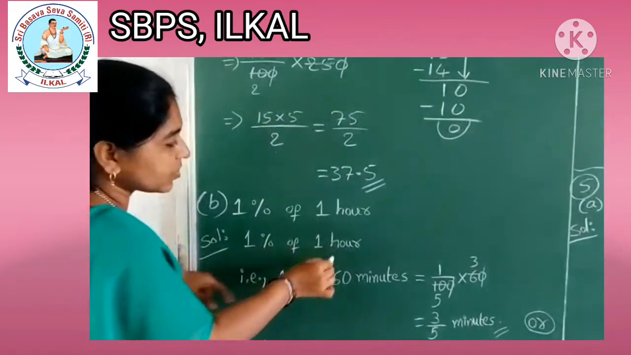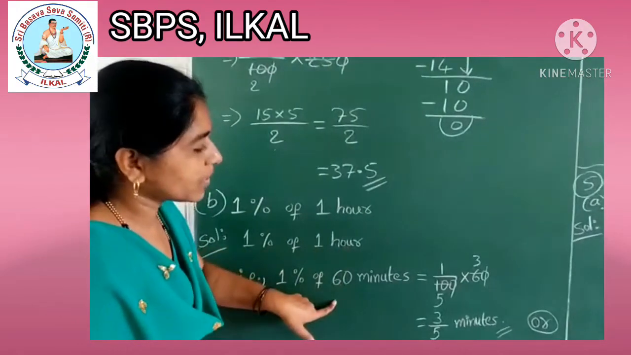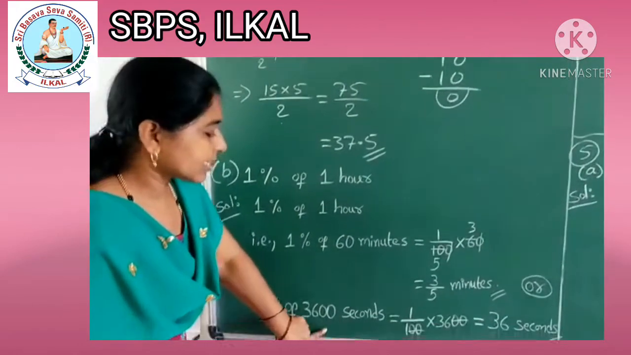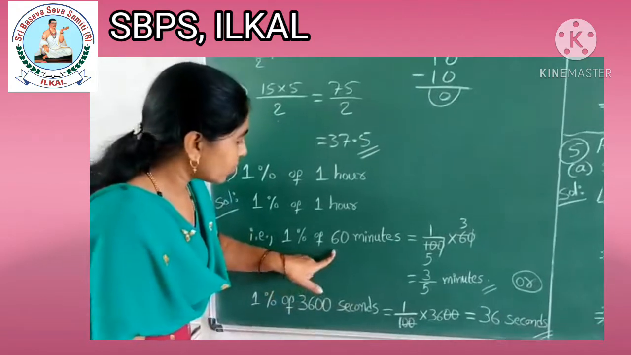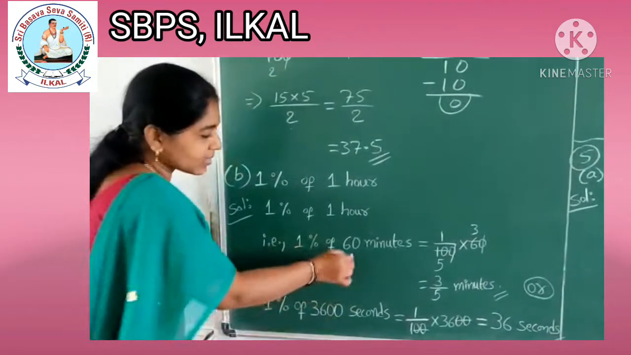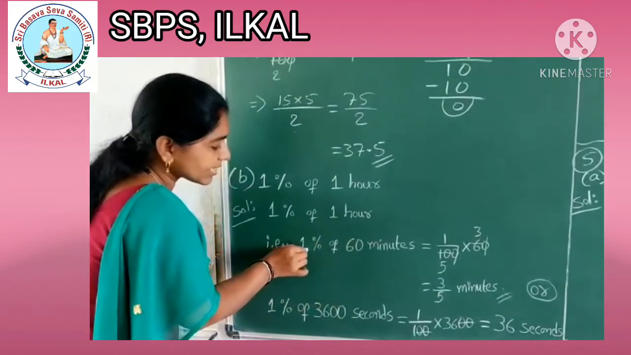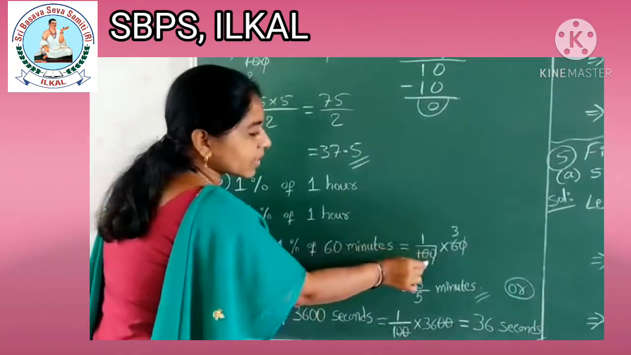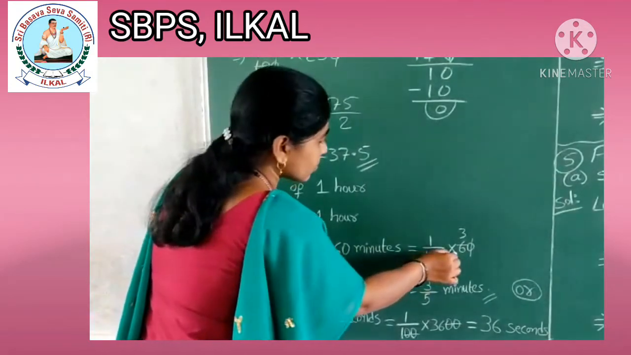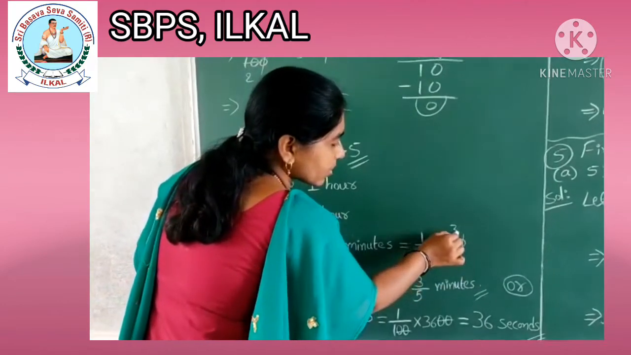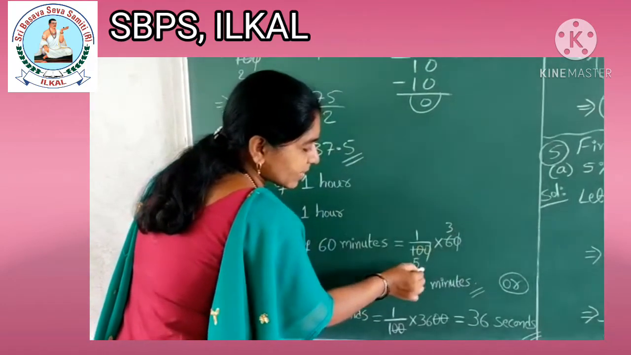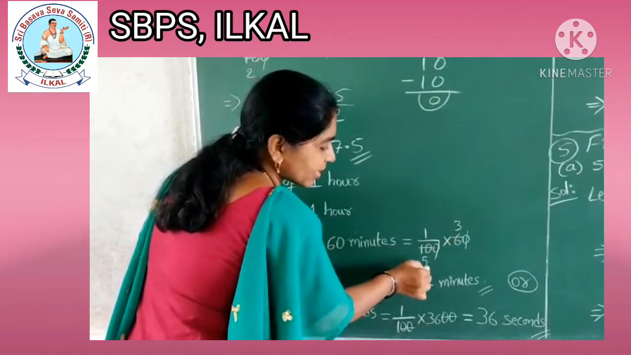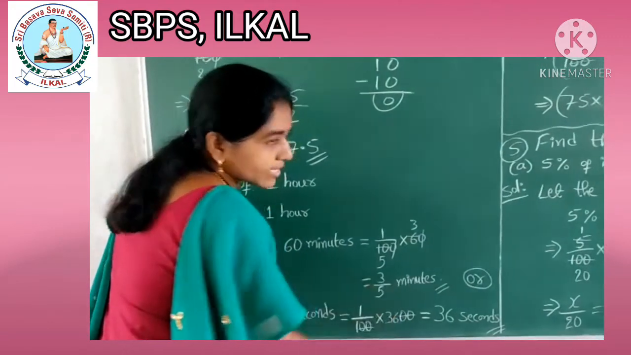Next question. 1% of 1 hour. 1% of 1 hour means, children, 1 hour can be written as 60 minutes or 3600 seconds. If we consider it as 60 minutes, that is 1% of 60 minutes, and 1% means 1 by 100 into 60. Two zeros strike out. 2 3s are 6, 2 5s are 10. 3 into 1 is 3, children, denominator is 5. 3 by 5 minutes you can write.